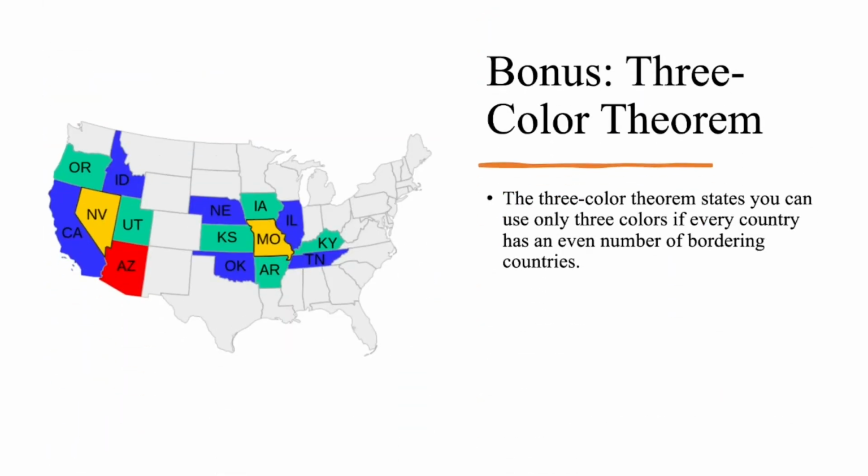As a little bonus, the three-color theorem is a theorem that states that you can only use three colors to color a map if every country has an even amount of bordering countries. As seen over here with Missouri, with its 8 bordering countries, or states in this case, you can use three colors, whereas Nevada, with its 5 bordering states, has to use 4 colors to make everyone fit.